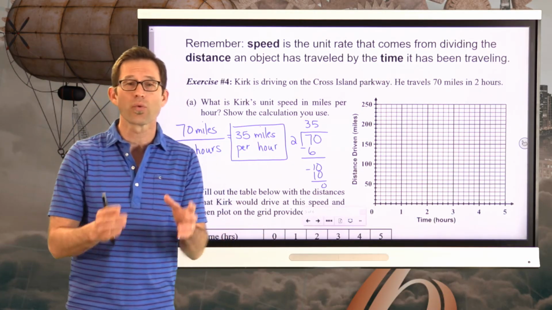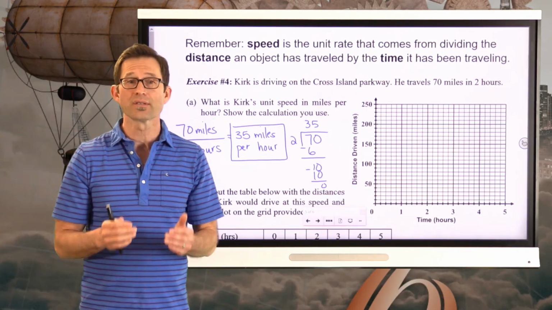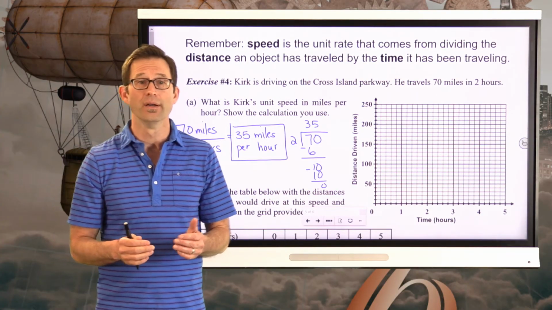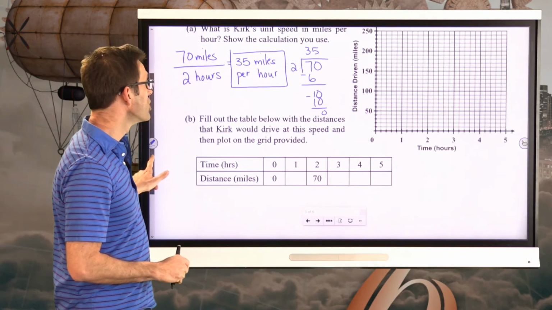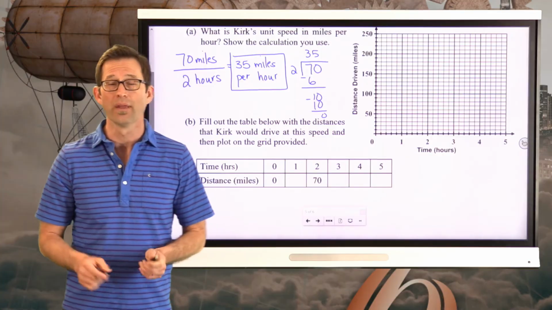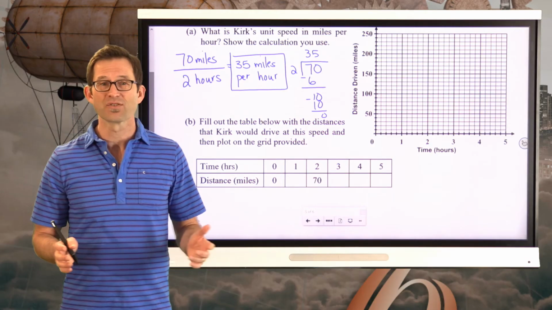And again, that's great because it means every hour we know the additional distance that Kirk has driven. All right, I'm a slow driver. That's just all there is to it. And we can now use that to fill this table in. Let's take a look at letter B. Fill out the table below with the distances that Kirk would drive at this speed and then plot on the grid provided. Wow, this is actually quite easy, right?